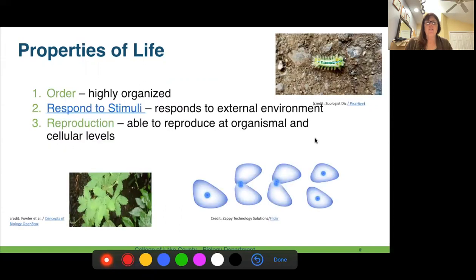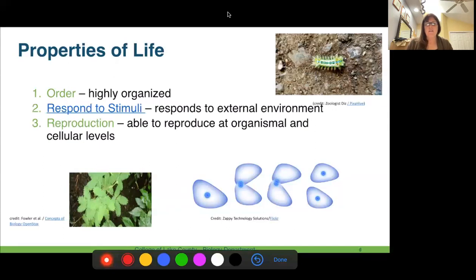So here's the first 3. So order. We talk about things being organized, and we have a picture here with a little caterpillar. And that little caterpillar is very organized. All of its little bristles and cells and organs and organelles, even if you want to go smaller.